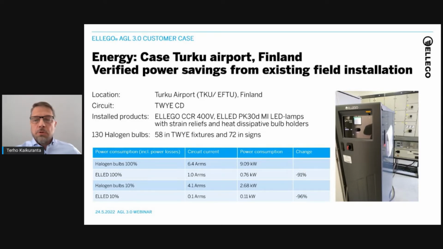And maybe a good thing to note is also that this was measured from the CCR AC input side, meaning that all possible losses in the whole circuit and CCR are included in these numbers. So this is already achieved and verified.